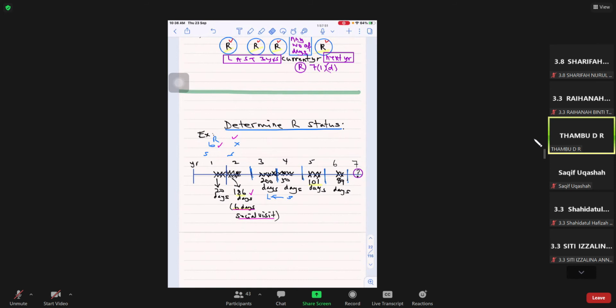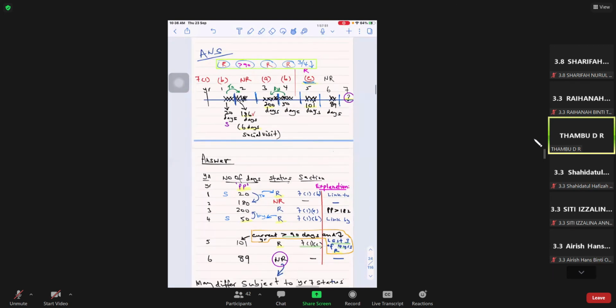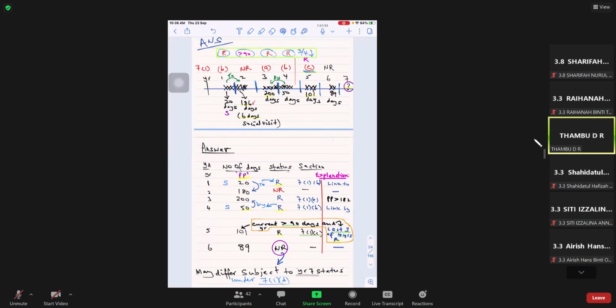Okay. So how do you display the answer now? The answer always must be displayed in this form. That's your final answer. I discussed just now all these. Resident, more than 90 days. I cannot use A, I cannot use B, but more than 90. So this is non-resident.